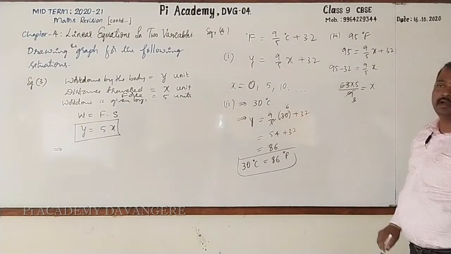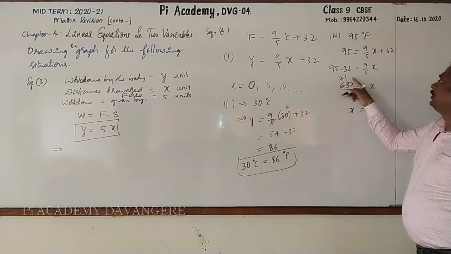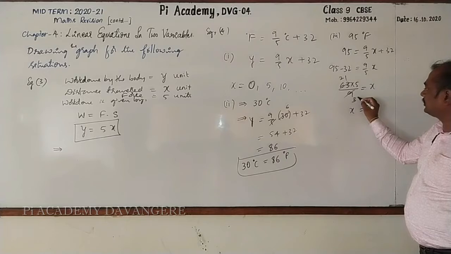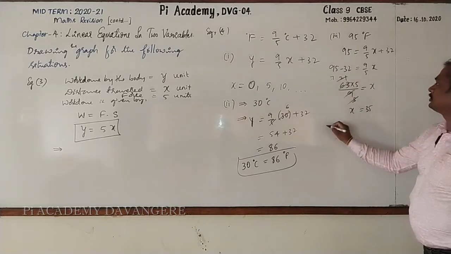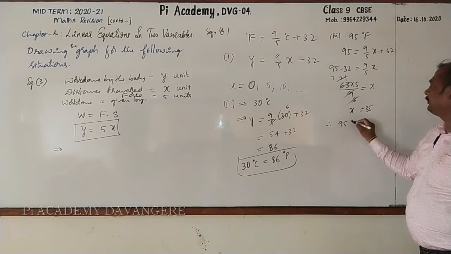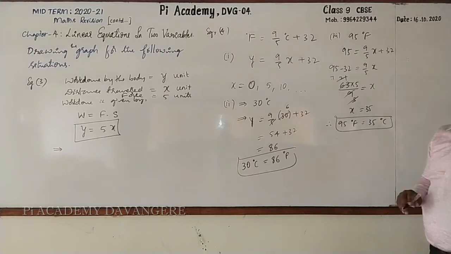Here 9 7s are 63. x is equal to 7 5s are, 35. So therefore we can write 95 degree Fahrenheit is equal to 35 degrees Celsius.